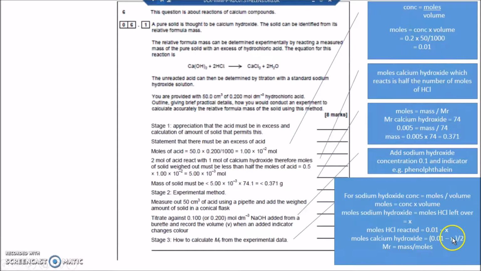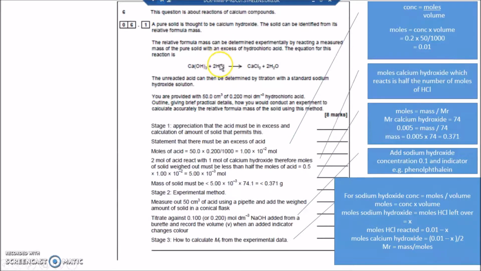I started with 0.01 moles of acid. Take away X, so that's the number of moles of acid that have reacted. X is the number of moles left over. So the amount that I've actually reacted is 0.01 take away X.